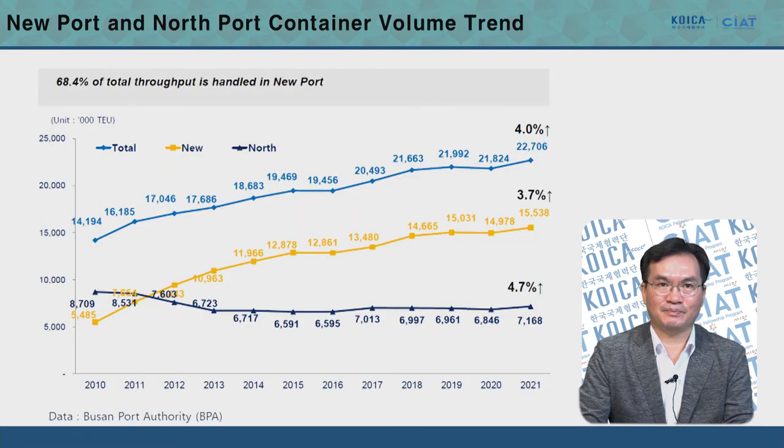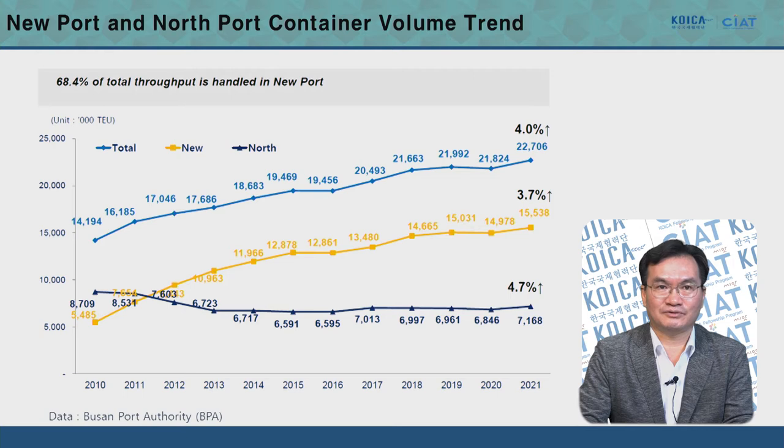This is the New Port and North Port container volume trend. As of 2010, the New Port handled 5.48 million TEU, and the North Port handled 8.7 million TEU. However, as of 2011, the handling of cargo volume between the New Port and the North Port was reversed.